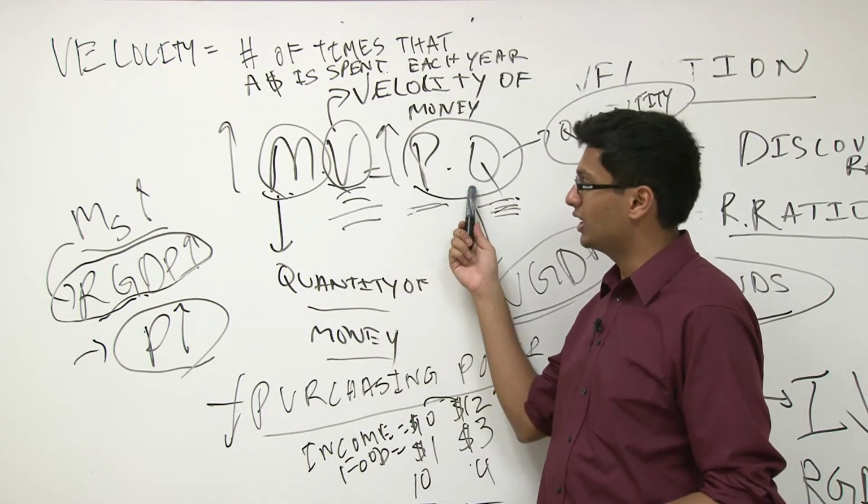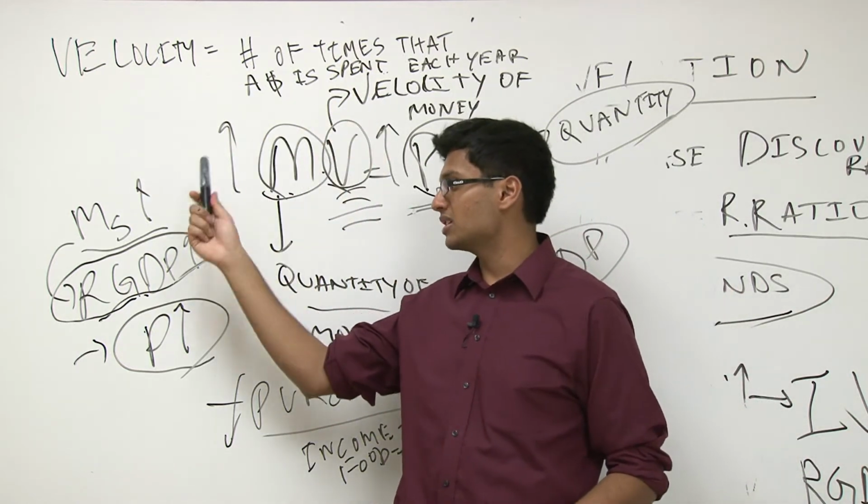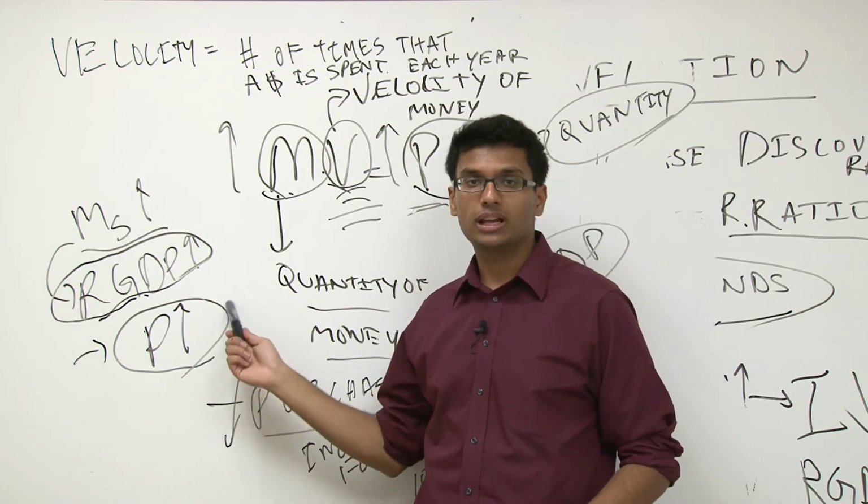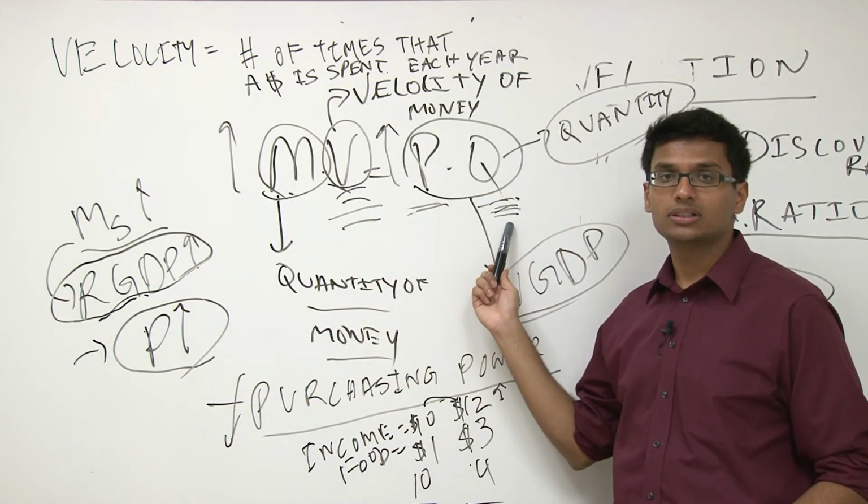We said MV equals PQ. The point was that if the money supply goes up, yes, the real GDP can go up, but we need to watch out for the price level. And that's what the quantity theory of money talks about.